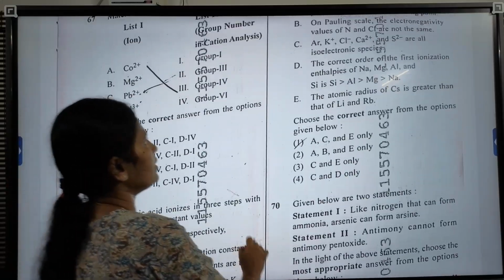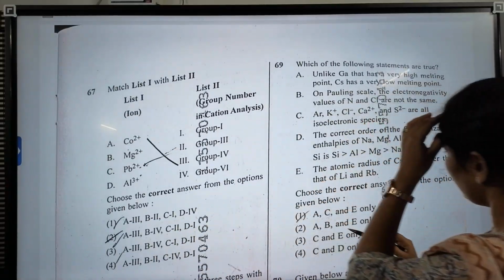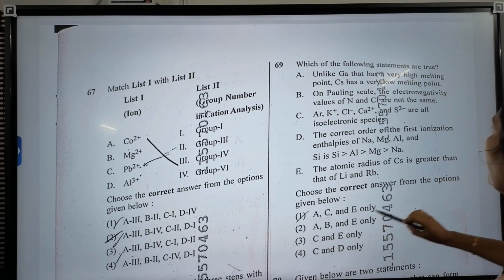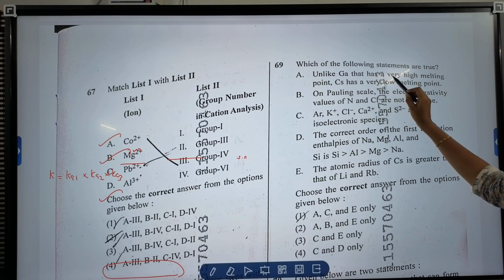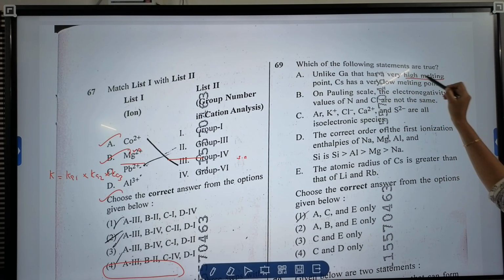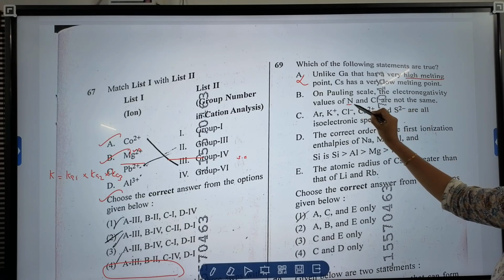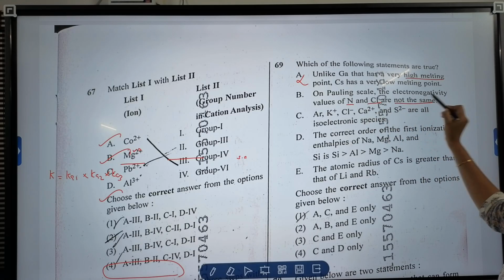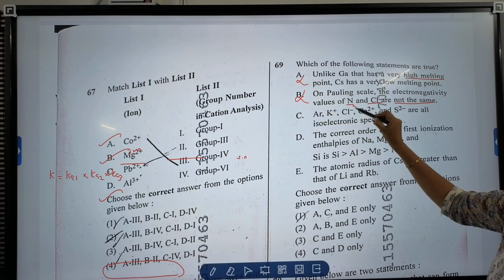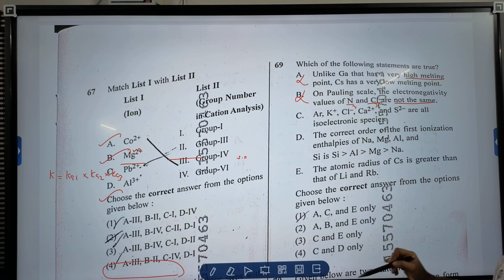Fine. Now come to the 69th. Gallium has a very high melting point. Actually that is wrong. It has a low melting point. And on the Pauling scale, the electronegativity of nitrogen and chlorine are not the same. That is not correct. Both are the same. Both values will be 3. So that is also incorrect.